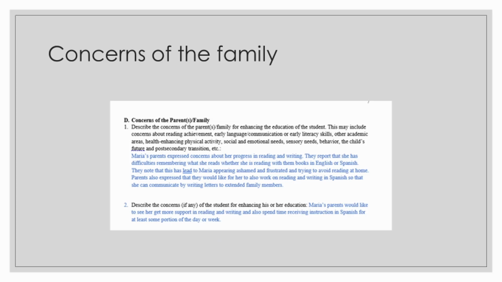Maria's parents expressed concerns about her progress in reading and writing. They report that she has difficulties remembering what she reads, whether she's reading in books in English or Spanish. They note that this has led to Maria appearing ashamed and frustrated and trying to avoid reading at home. Parents also expressed that they would like for her to also work on reading and writing in Spanish so that she can communicate by writing letters to extended family members. Maria's parents would like to see her get more support in reading and writing and also spend time receiving instruction in Spanish for at least some portion of the day or week.